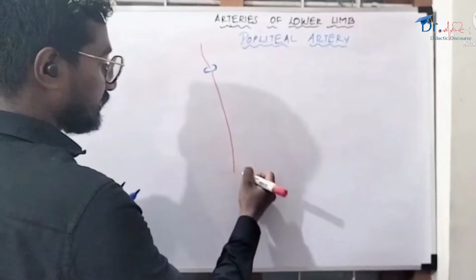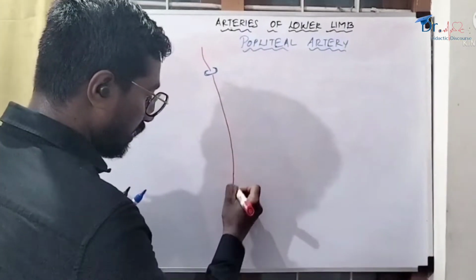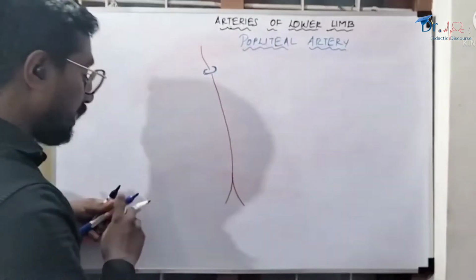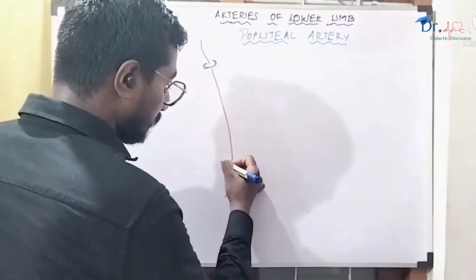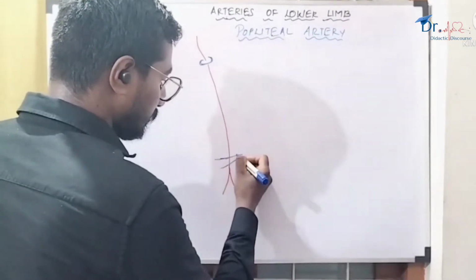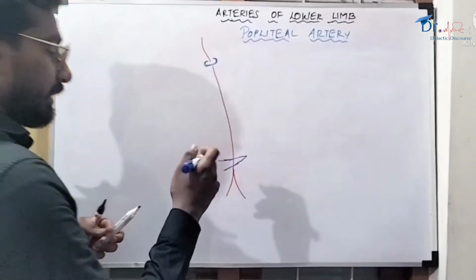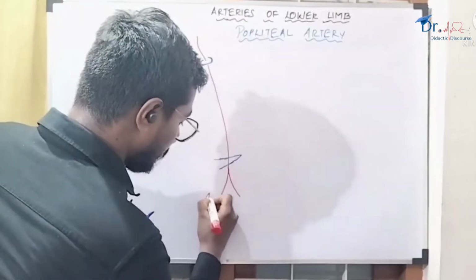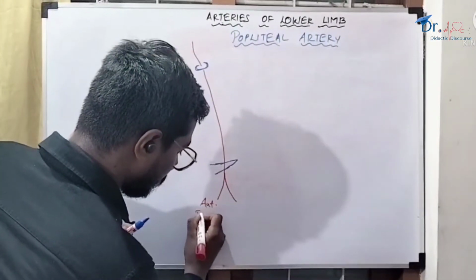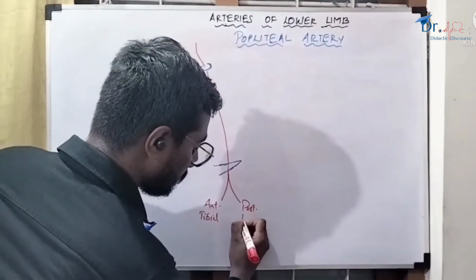The popliteal artery terminates as the anterior tibial artery and posterior tibial artery when it crosses the lower end of the popliteus muscle. So when the popliteal artery crosses the lower border of the popliteus muscle, it gives rise to the anterior tibial and posterior tibial arteries.